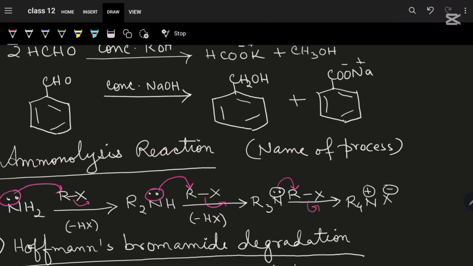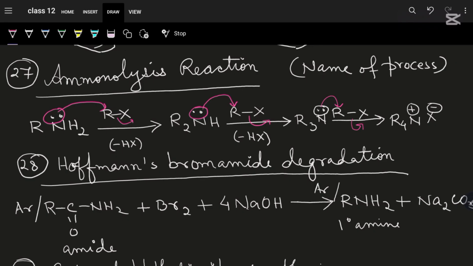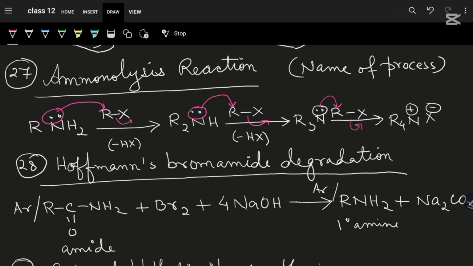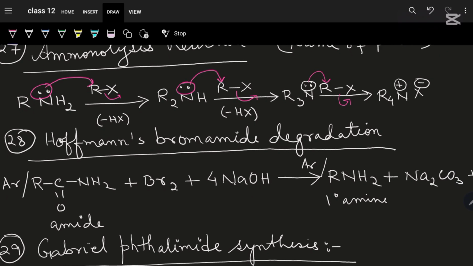Next, ammonolysis reaction is the name of the process. So you start with amine. This is your primary aliphatic amine. Reaction with alkyl halide: the lone pair on nitrogen makes it act as a nucleophile, and RX acts as the substrate. So by the removal of HX, one H gets substituted by R.